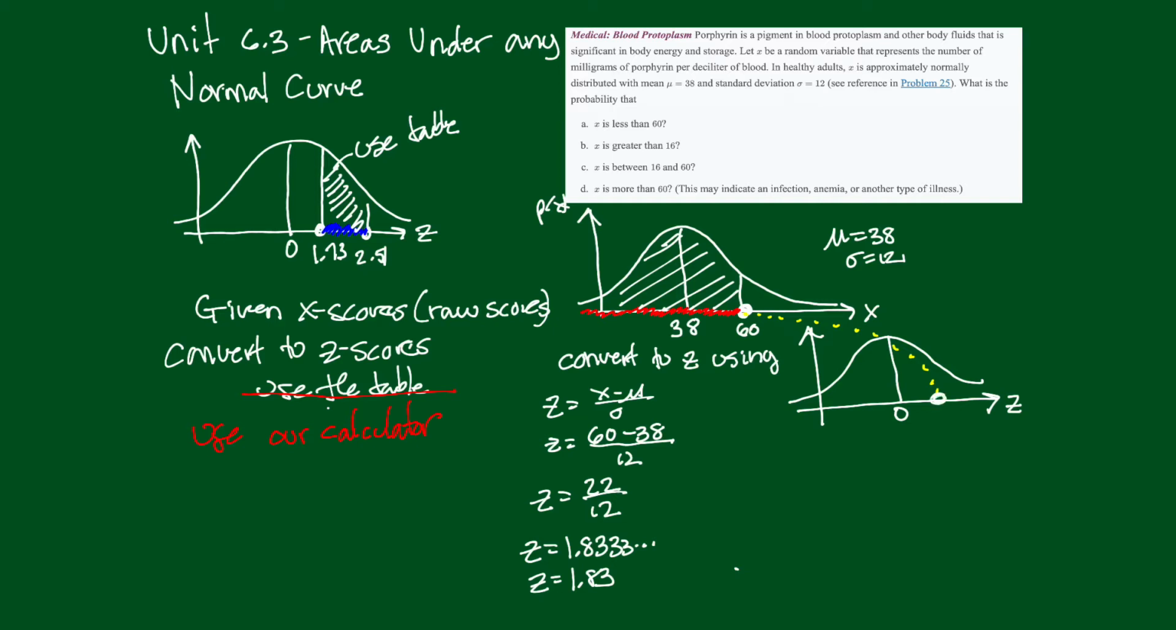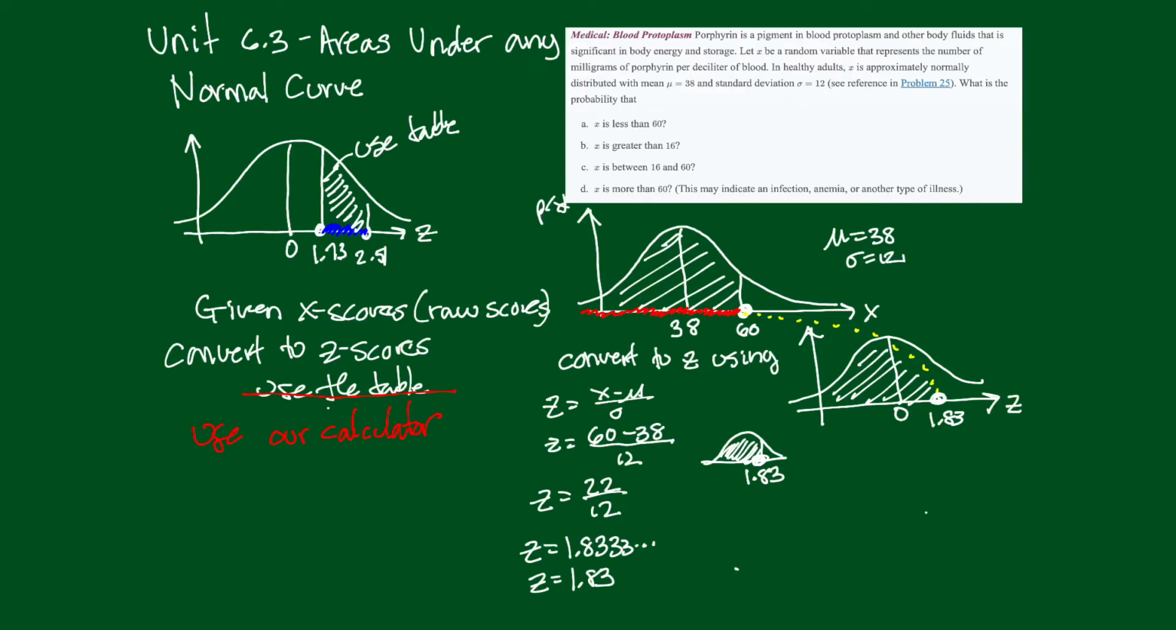So this is now 1.83, and we're looking for this area. The pictures look kind of the same, but in the top one we're in x's, and in the bottom one we're in z's. Now remember how the table reads. It always reads from negative infinity to the right, and that's exactly what we have. So in the table, you need to look up 1.83.